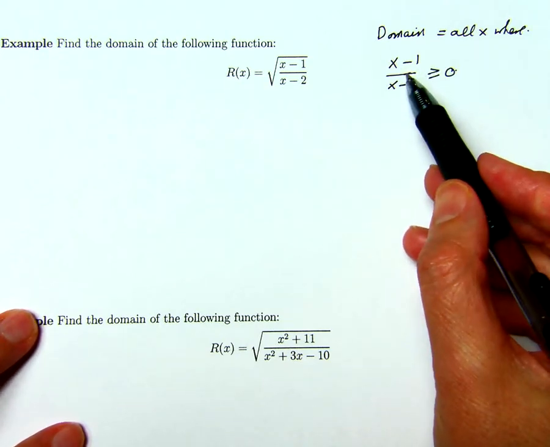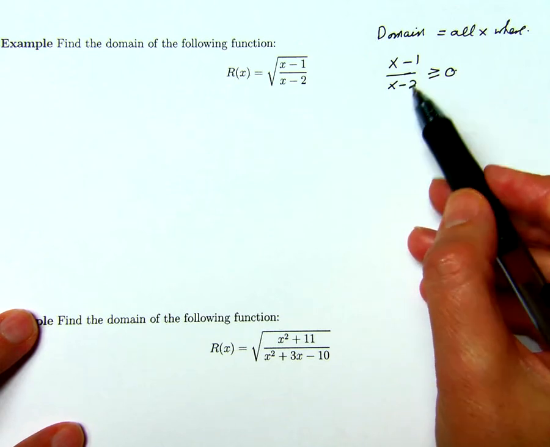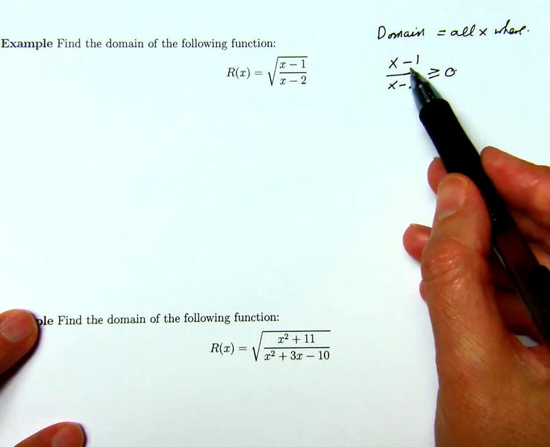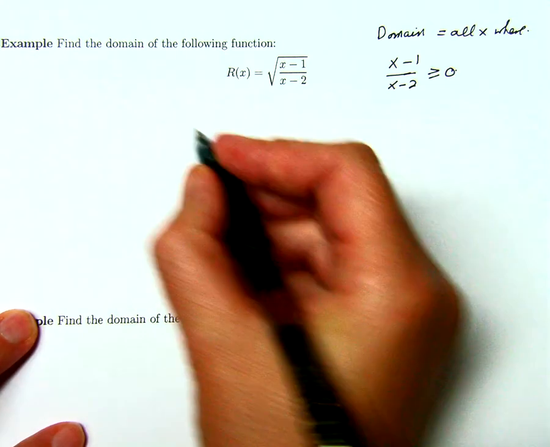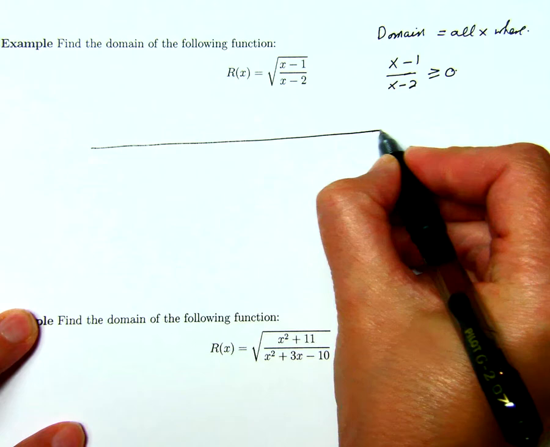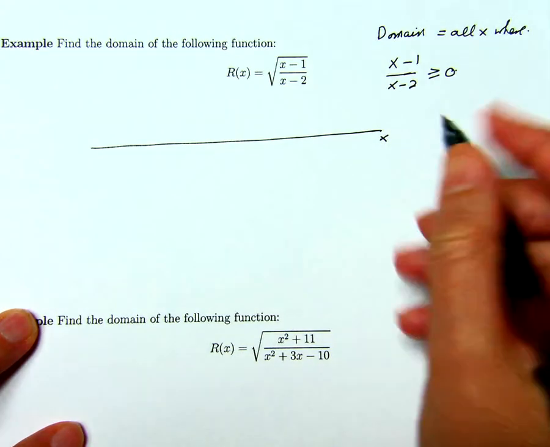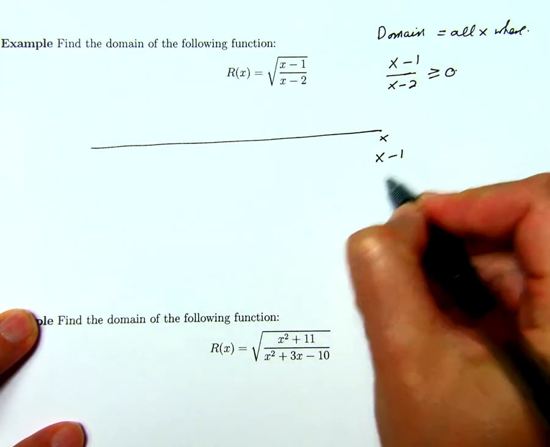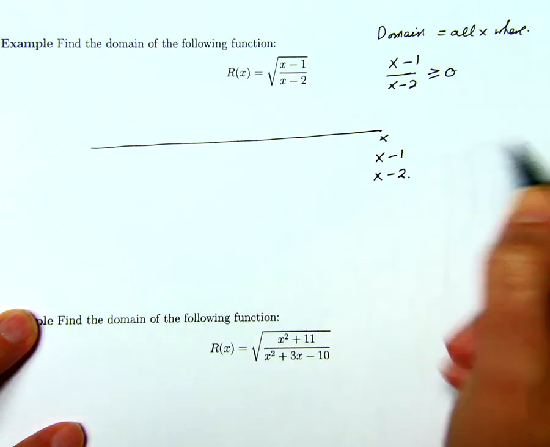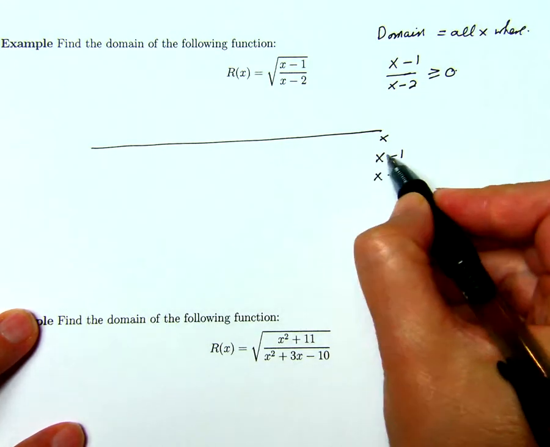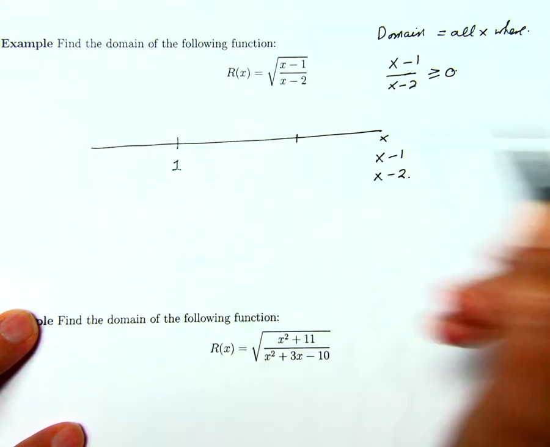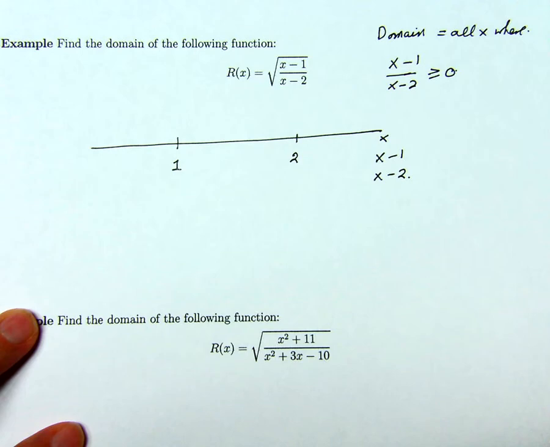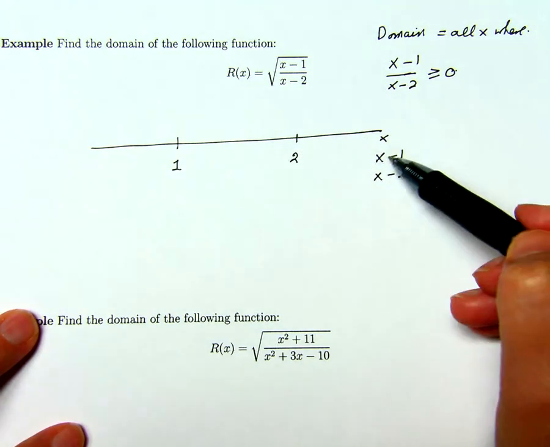Well, it's a rational expression and it has two factors, x minus 1 and x minus 2. So we saw in the lecture on inequalities, we can break the real line up into parts. We take both factors, x minus 1 and x minus 2, and figure out where they're 0. X minus 1 is going to be 0 at 1, and x minus 2 is going to be 0 at 2. And this is the only place these factors can change sign.